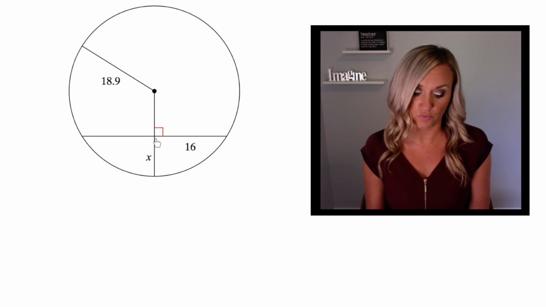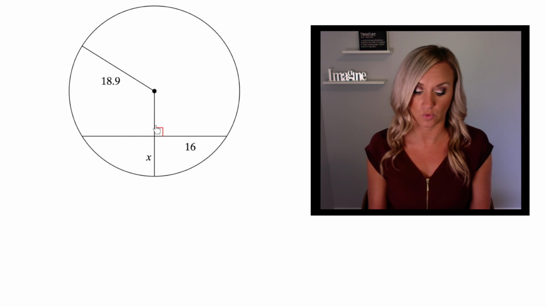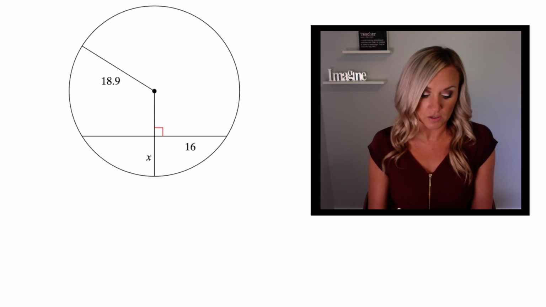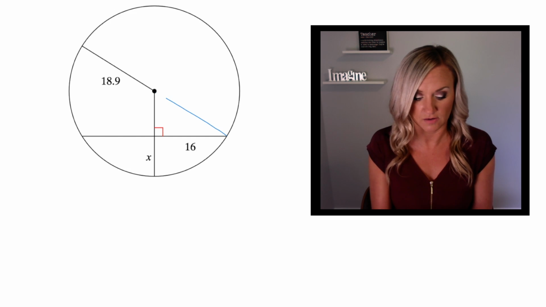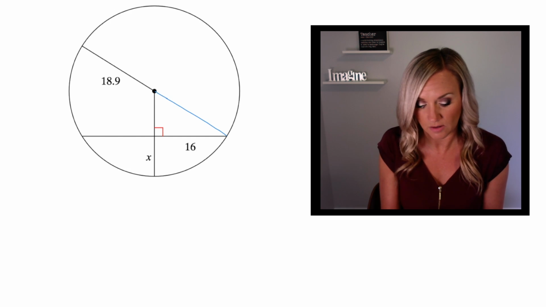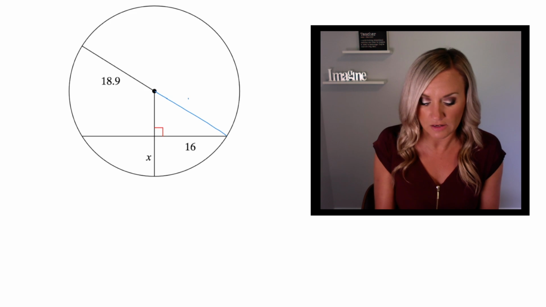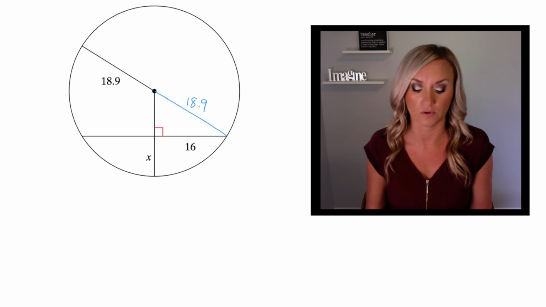If we want to solve for this little part right here, I want to use the whole radius of 18.9. And I'm going to draw in another radius, this little perfect radius right here. I'm going to clean that up a bit. Now I know it's also 18.9 because all radii in our circle are congruent.